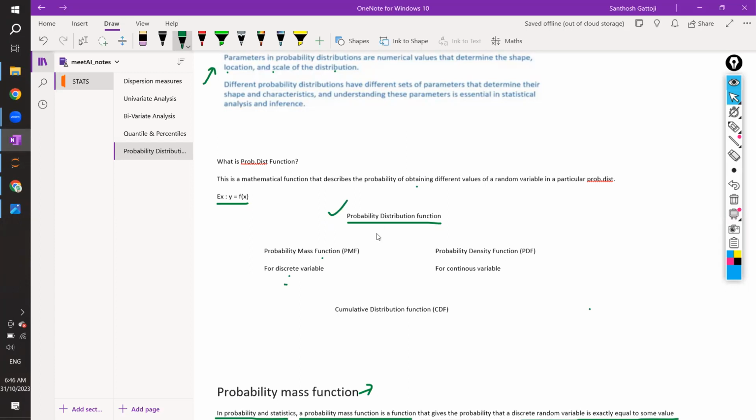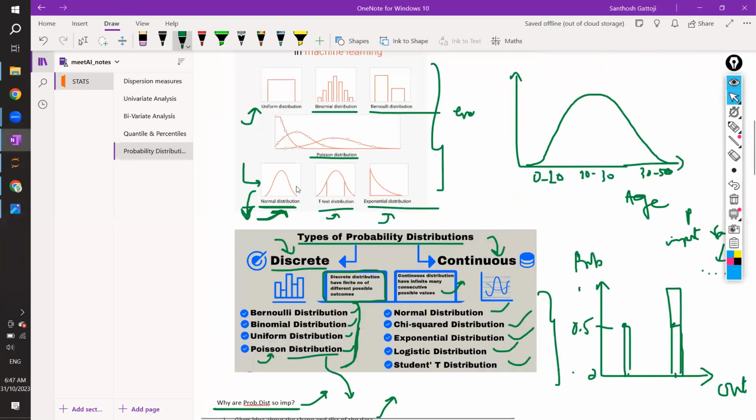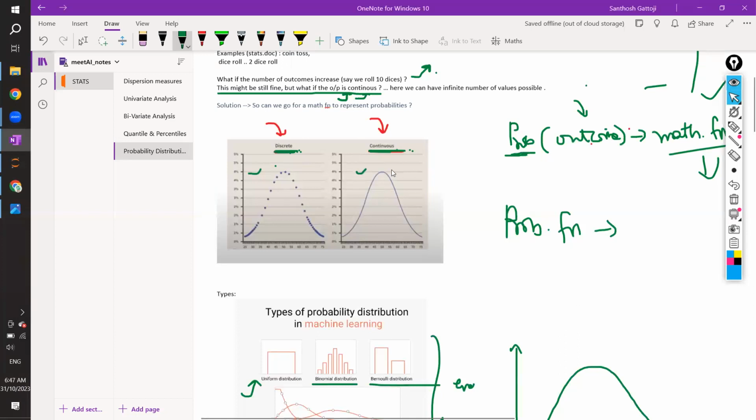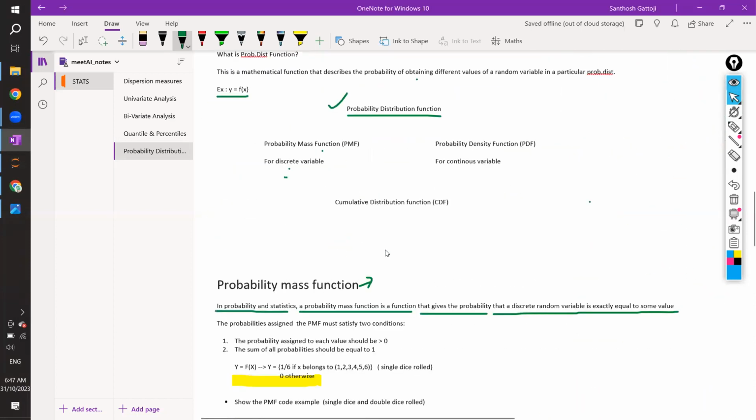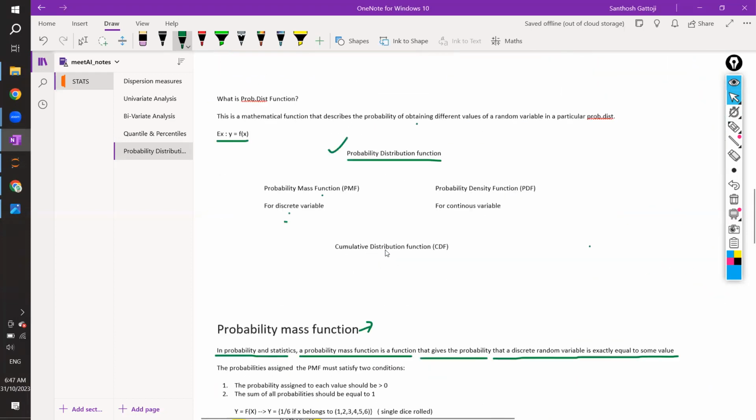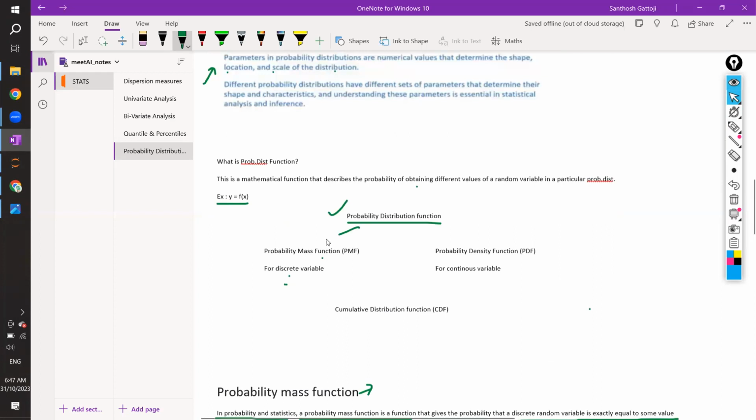Now since we are having two types of variables, discrete and continuous, this is also divided into two types. Simple. One is probability mass function, one is probability density function. Probability mass function is for discrete variables.